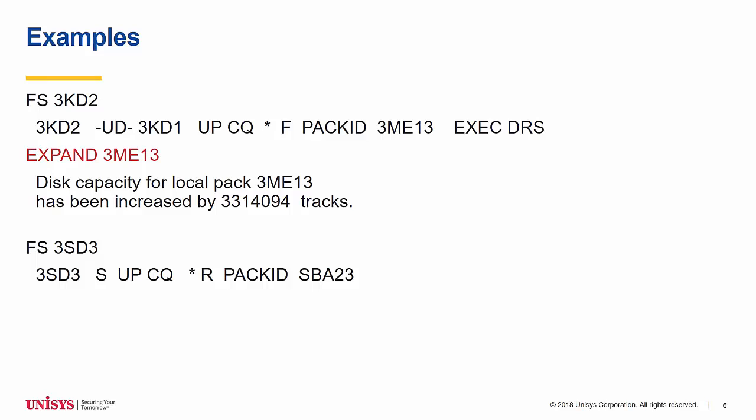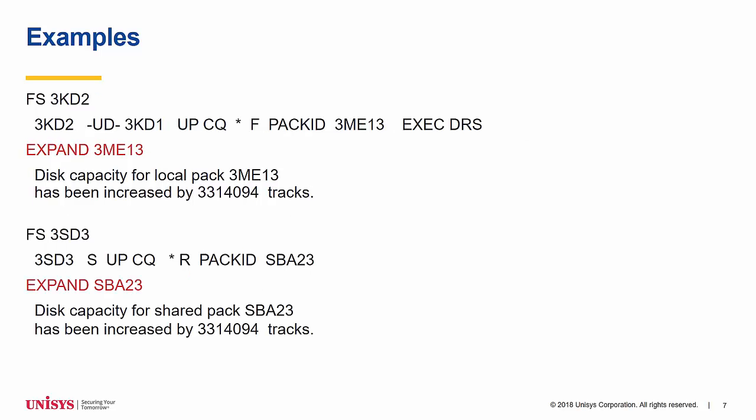For the second example, an FS key-in on device 3SD3 shows that it is a shared device as indicated by the S. It is removable as indicated by the R. It has a pack ID of SBA23. The expand key-in is performed using the pack ID SBA23. An information message is displayed indicating completion of the key-in with the number of increased tracks. Similar to other shared device key-ins, the processing of this key-in is across all hosts participating in the file sharing environment.